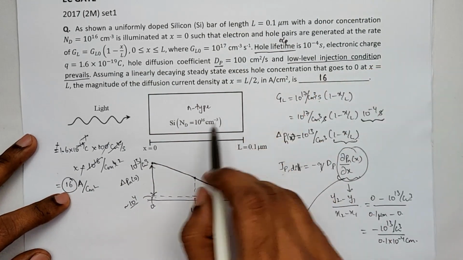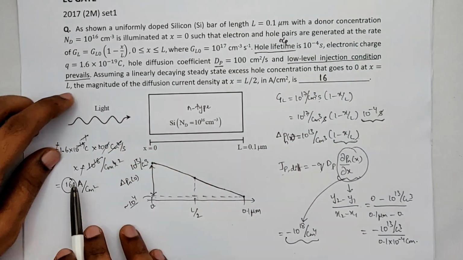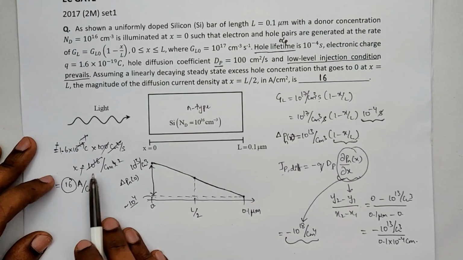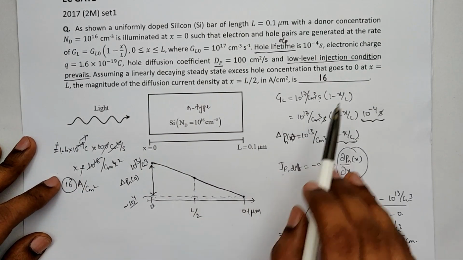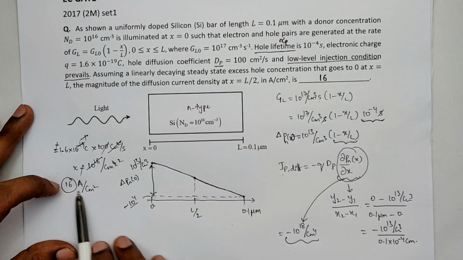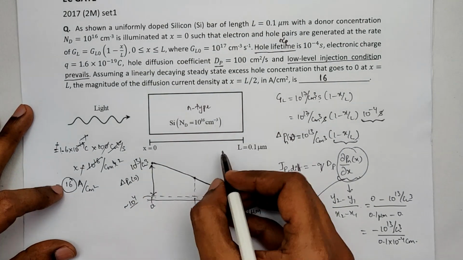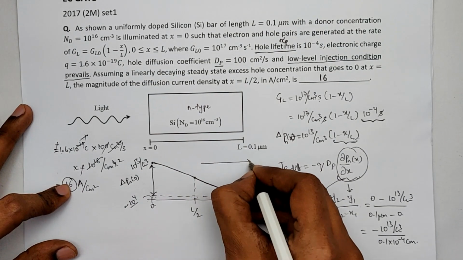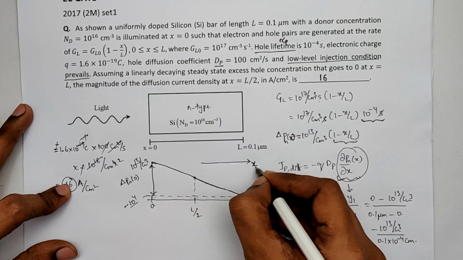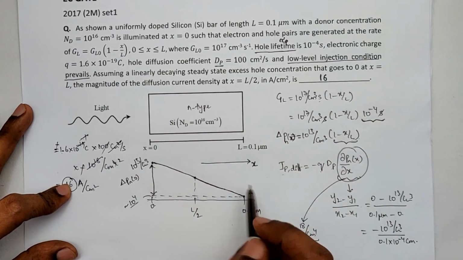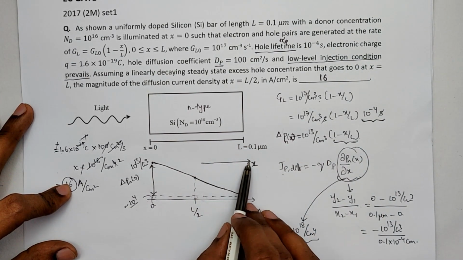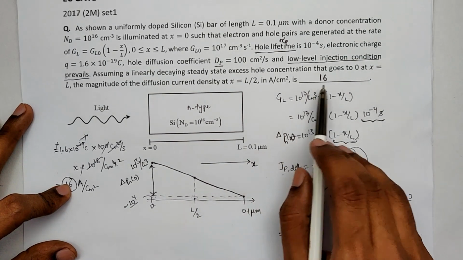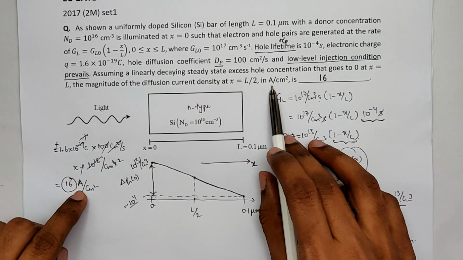Of course here they have asked the magnitude. The magnitude of this positive value is anyway positive, which is 16. But a point to remember is the current that is flowing here, the reference direction was in positive x. In case in a different question they ask you direction, of course the current is flowing in the positive x direction. And the value here is 16 amperes per centimeter square.